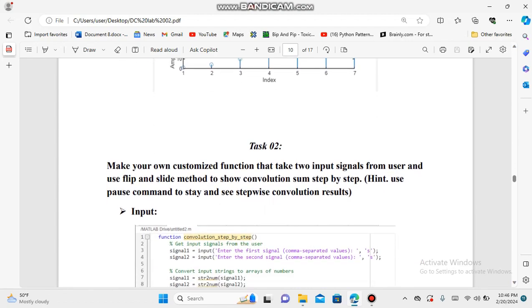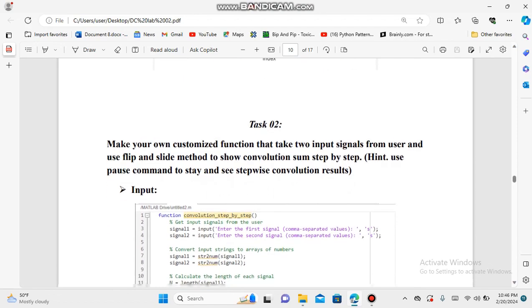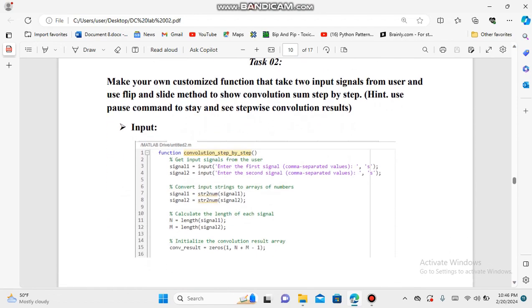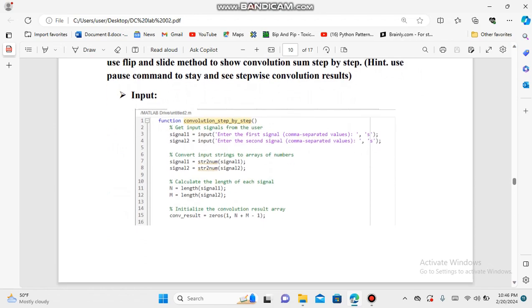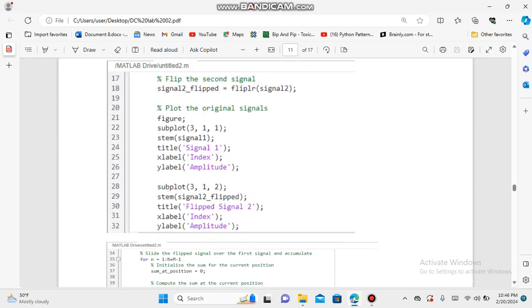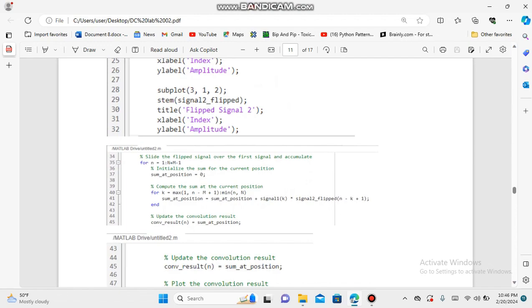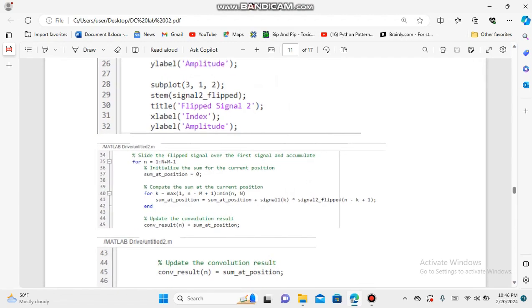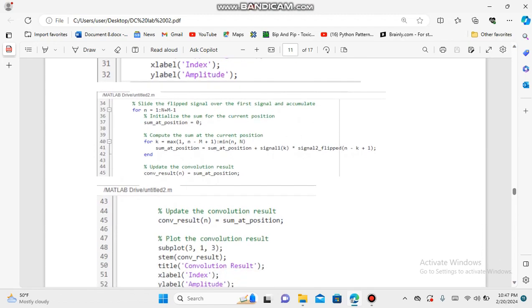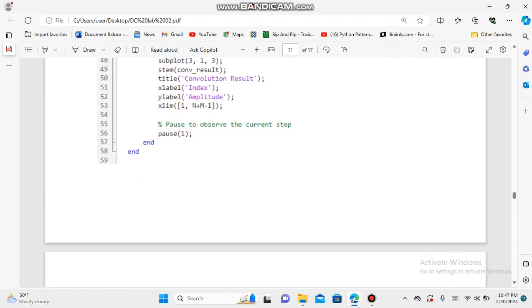In task number 2, we use our own customized function that takes two input signals from the user and uses the flip and slide method to show the convolution sum step by step. This is the example. Similarly, we define a convolution step by step function, and by using the convolution results and the subplot commands, we can plot our signals. For the flipped signals we use n equals 1 to n plus m minus 1 in a for loop, where the subplot commands are used, and the pause function is also used.